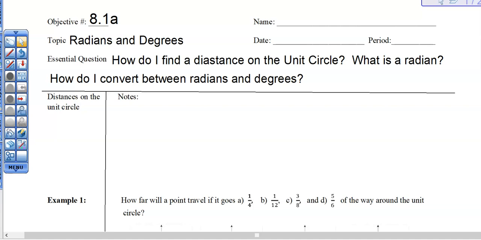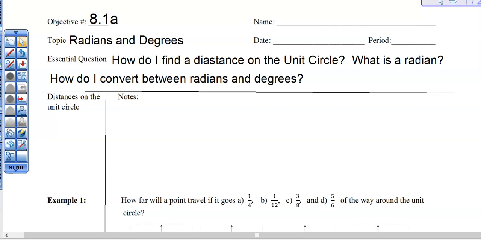All right, so today we're starting Unit 8. Unit 8 is the introduction of radians. Unit 8 will also, after we learn radians, introduce how to graph the trig functions and how to transform the trig functions. So we are going to prep for Unit 8 today by introducing radians.